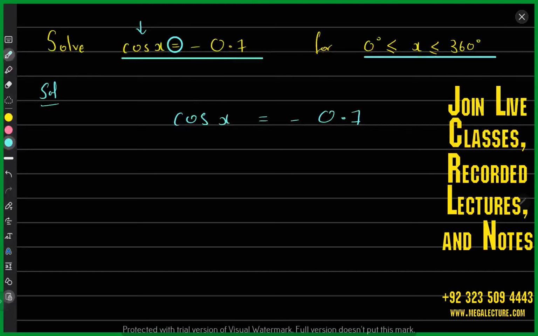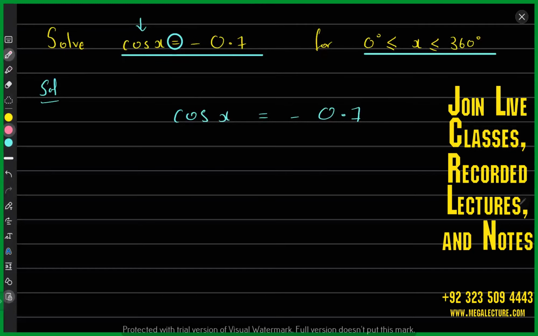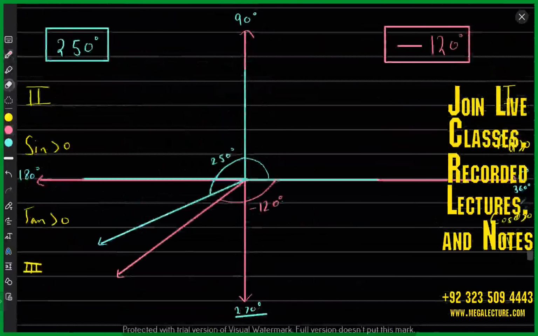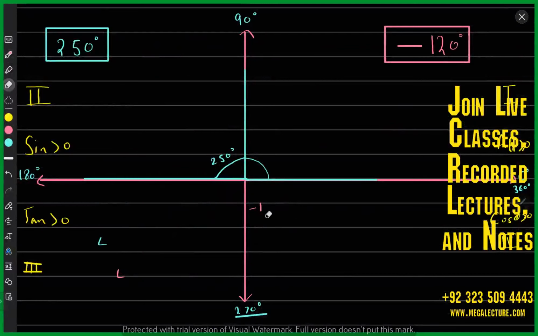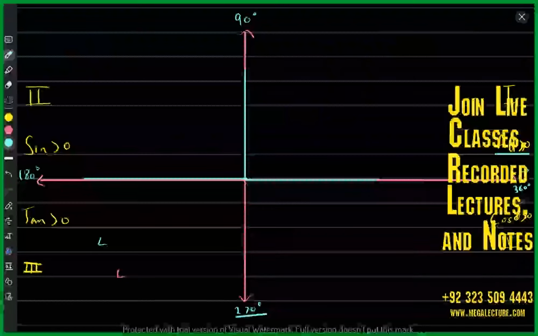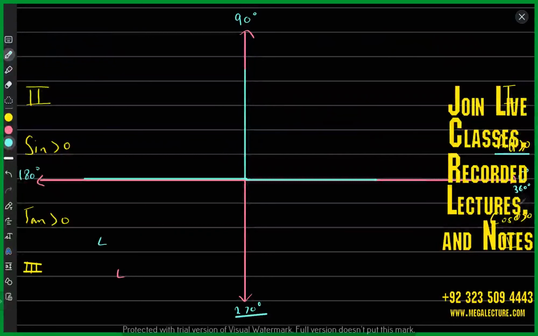So what do we see? We can see that cos x is negative. When exactly is cos x negative? We need to see that. Let me erase all of this because it is not needed now. In the first quadrant, all three trigonometric ratios, sine, cos, tan, are positive. So theta cannot be in the first quadrant because cos theta is negative 0.7, a negative value for cos.